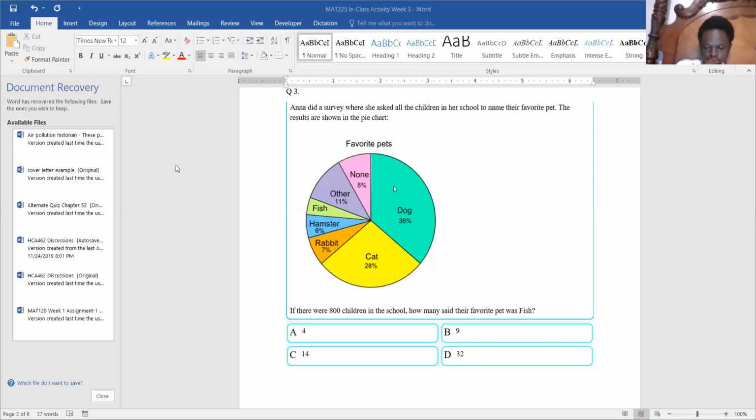Oh, there's a percentage on here. 0.4 or 0.04. 32, D. It's the one I got.